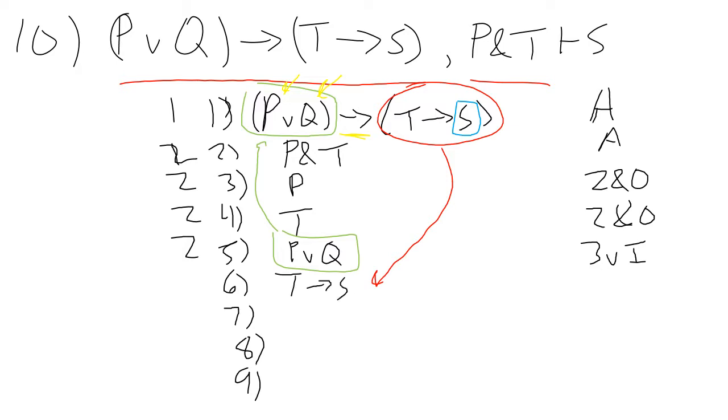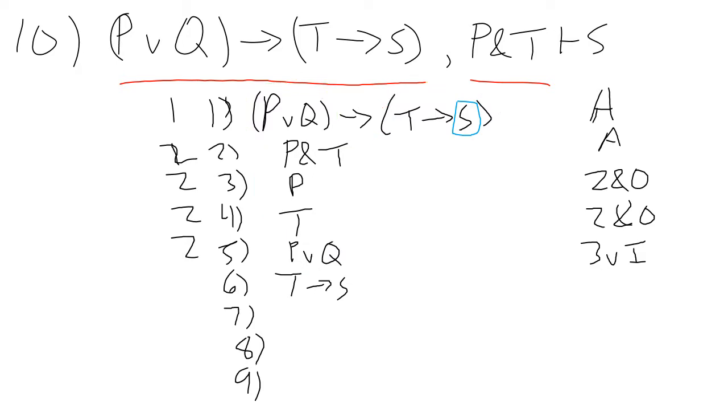T arrow S. So, still looking for the S. That's what I'm needing. And it's bound up with this conditional statement. Do I have its antecedent? I do, since I broke it up from line 2. So I can take the T, toss it into 6, and 4 and 6, and do arrow out. 4, yep, 4 has 2 next to it, 6 has 2 next to it.